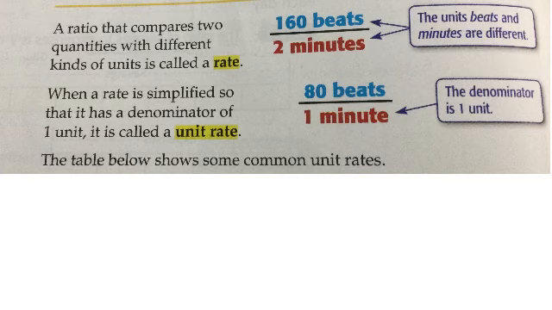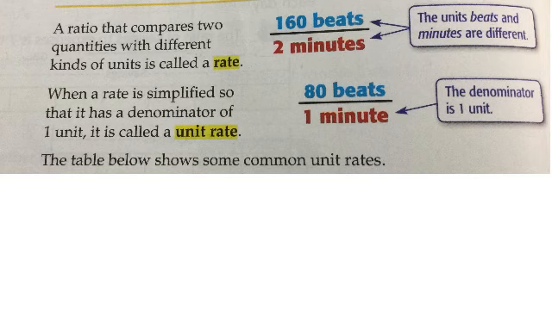Some other rates would be miles per hour, which is a pretty common one, or meters per second if you're dealing with physics. Anything that you can think of per something else is a normal kind of rate. It says here 160 beats over 2 minutes. Because beats and minutes are different kinds of units, that's why it's called a rate.